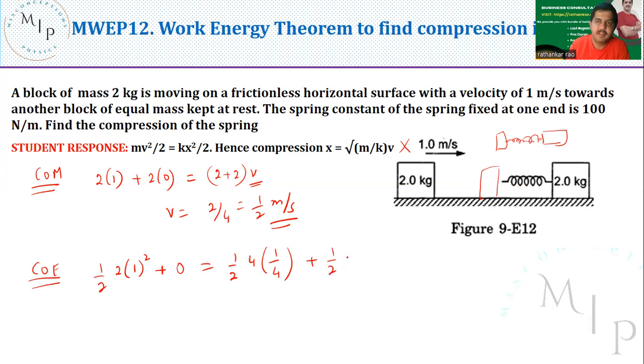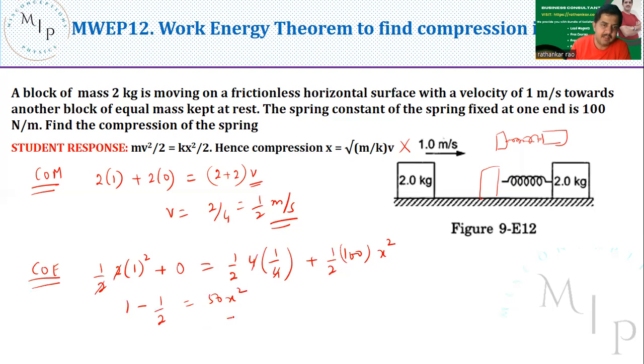So this should be half into k. What is k? K is given to you as 100 Newton per meter. So 100 into x square. I do not know this x square. So this is what I have. Now it's quite easier. This 2 goes away. This 4 goes away. And now I have 1 minus half. I'll pull this on the other side, equal to 50 x square.